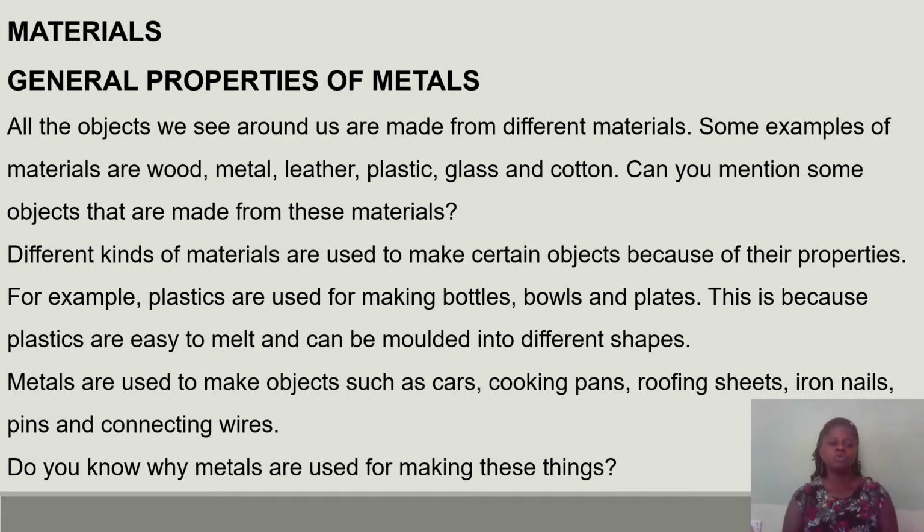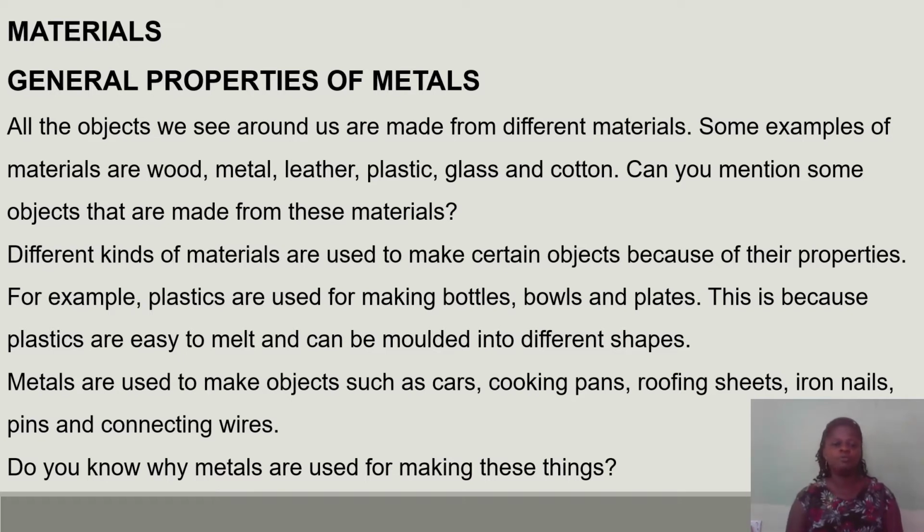All right. So all the objects we see around us are made from different types of materials. Some of the materials are wood, some are metal, others are leather, plastic, cotton, etc. Now we can mention some objects that are made from these materials, can't we? We know that different kinds of materials are used to make certain objects because of their properties, because of maybe how strong they are, how shiny they look, how colorful they are. Those are the properties we are talking about.